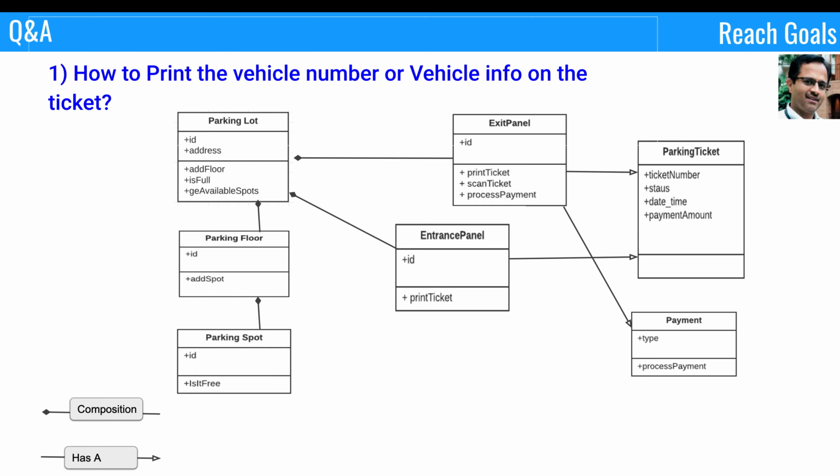In order to make the system design more interesting, let's talk about some of the key interview questions. How to print the vehicle number or vehicle info on this ticket? This is an interesting question. In the original design, you never thought about vehicle information. Now what to do? Don't panic.